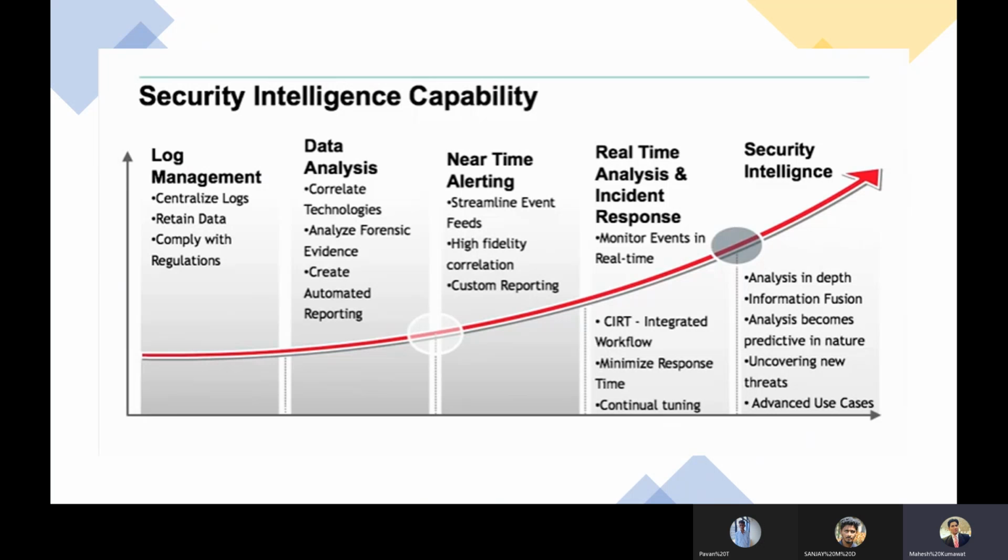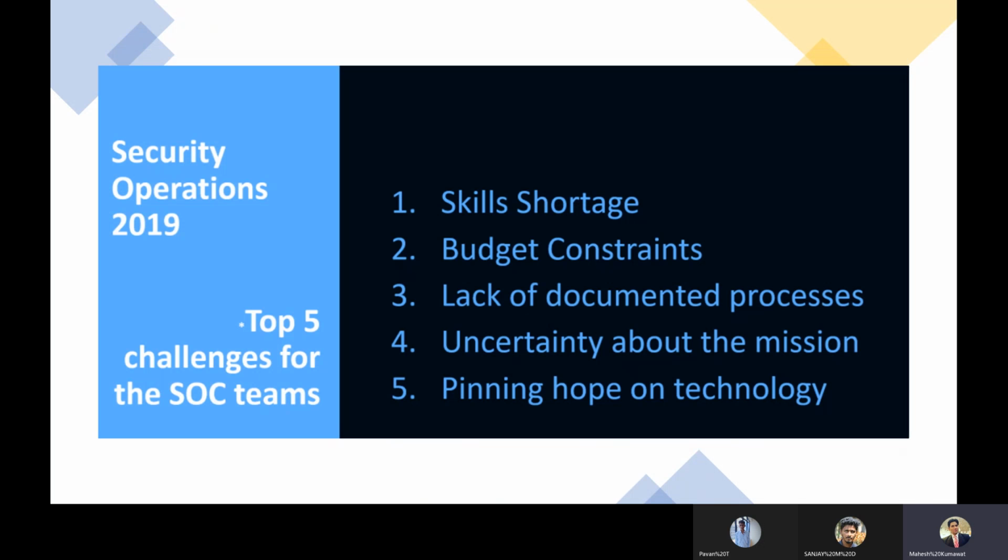So, security operations in 2019, the top 5 challenges in SOC teams. The top challenge in the SOC team is the skills shortage. Companies are not able to find the right candidates for the SOC environment. That is number 1. The second thing is budget constraints: how much budget is required is not clear to the management and also the teammates who are working on the same.